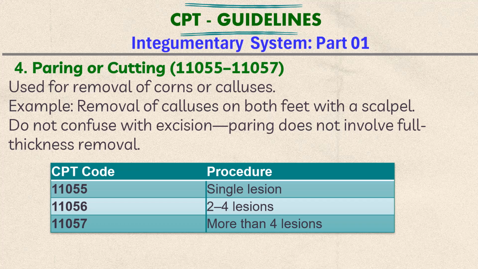Fourth topic is paring or cutting, 11,055 to 57. This is used for removal of corns or calluses. Example, removal of calluses on both feet with a scalpel. So the important point here is do not confuse it with excision. Paring does not involve full thickness removal. So 3 codes are there: 11,055 for a single lesion, 56 for 2 to 4 lesions, and 57 for more than 4 lesions. So let's do an example to understand these guidelines.